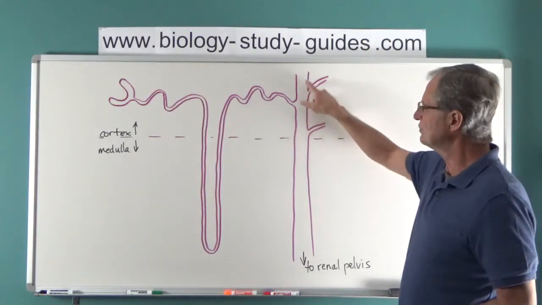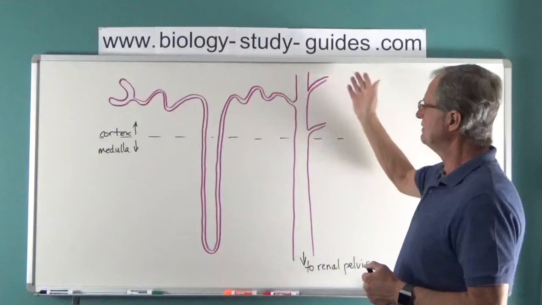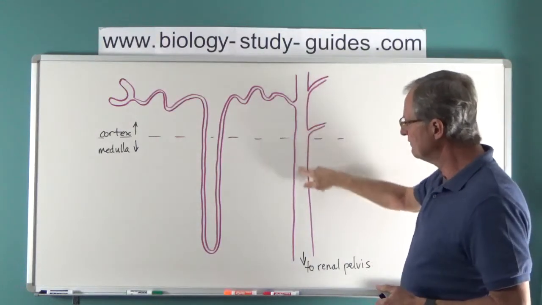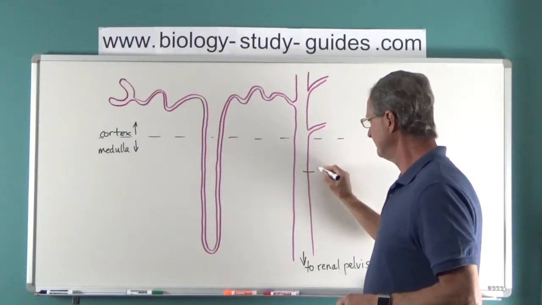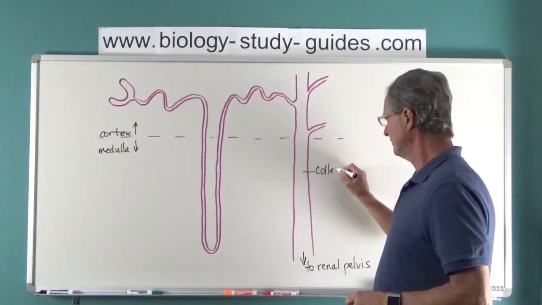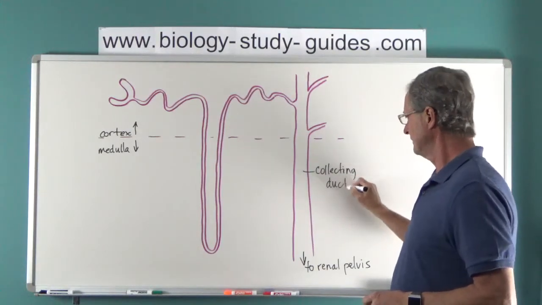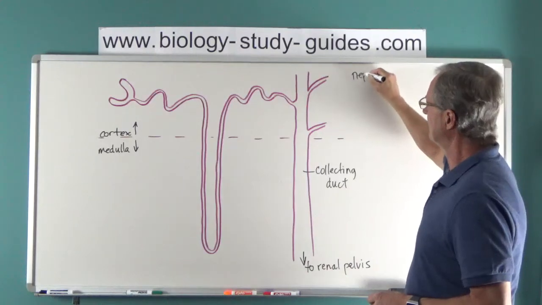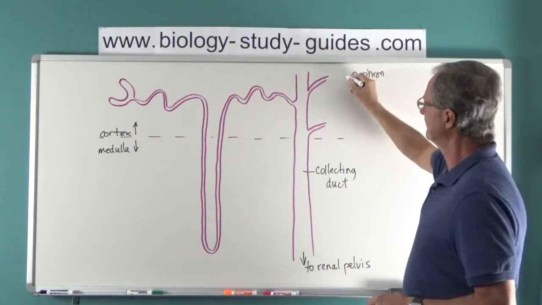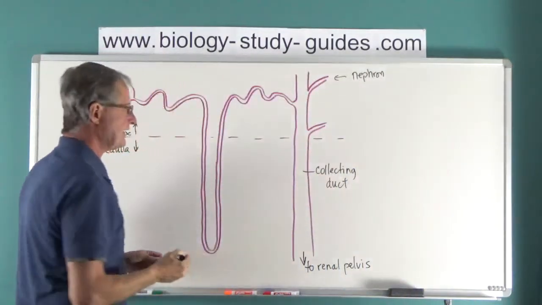Notice there's branches. We have these nephron structures. This is a nephron. There could be many nephrons connected to one of these things, which is called, quite simply, a collecting duct. And out here, of course, we could have a nephron. Another one here. This whole thing represents a nephron.